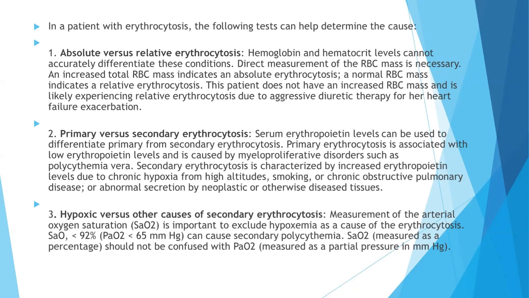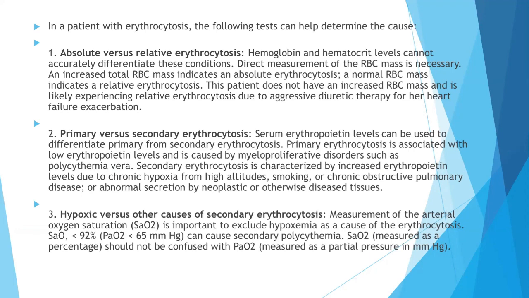Number two is primary versus secondary erythrocytosis. The serum erythropoietin levels can be used to differentiate the primary from secondary erythrocytosis. Primary erythrocytosis is associated with low erythropoietin levels and is caused by myeloproliferative disorders such as polycythemia vera. Secondary erythrocytosis is characterized by increased erythropoietin levels due to chronic hypoxia from high altitudes, smoking, or COPD, or abnormal secretion by neoplastic or other diseased tissues.